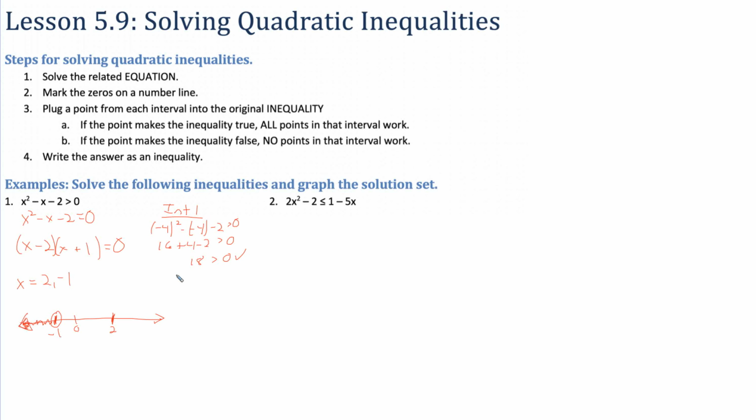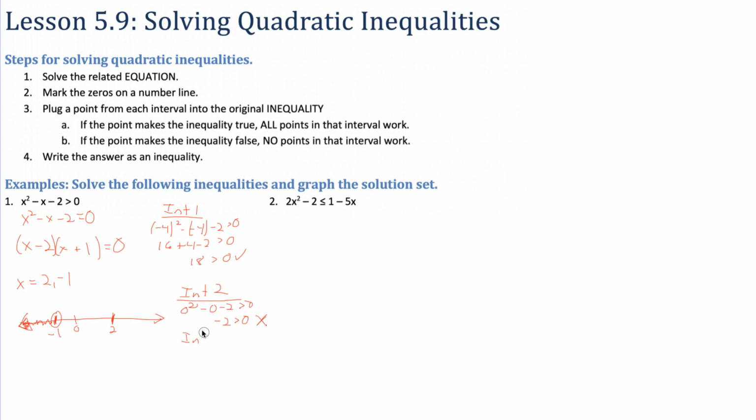We'll try the second interval. Whenever we can plug in 0, whatever interval 0 falls in, that's easy to use. So we would do 0 squared, again putting it back into this one, minus 0, minus 2 is greater than 0. This would be negative 2 is greater than 0. Is that true? Well, no, it's not true. Negative 2 is not greater than 0, so that section doesn't work.